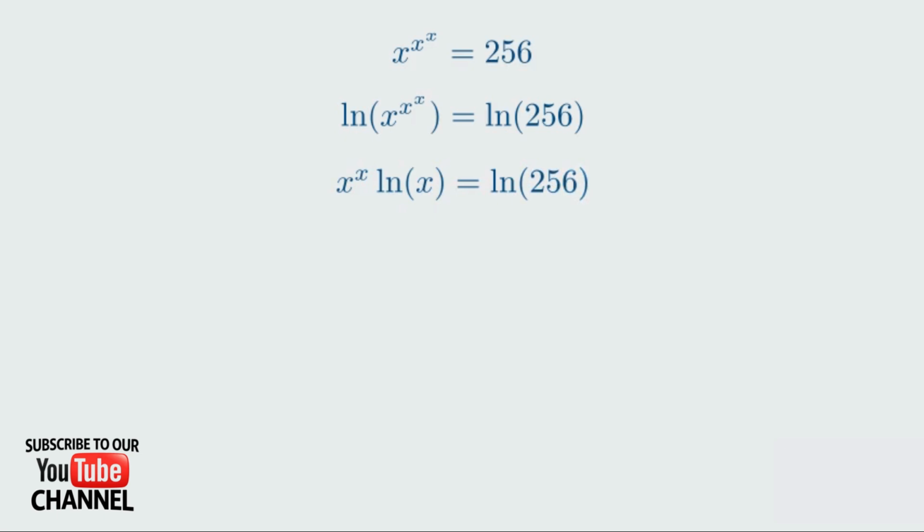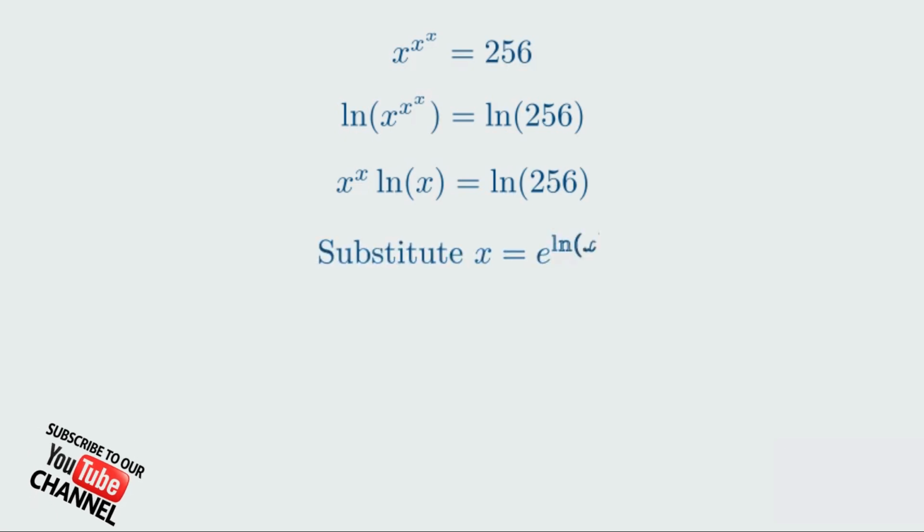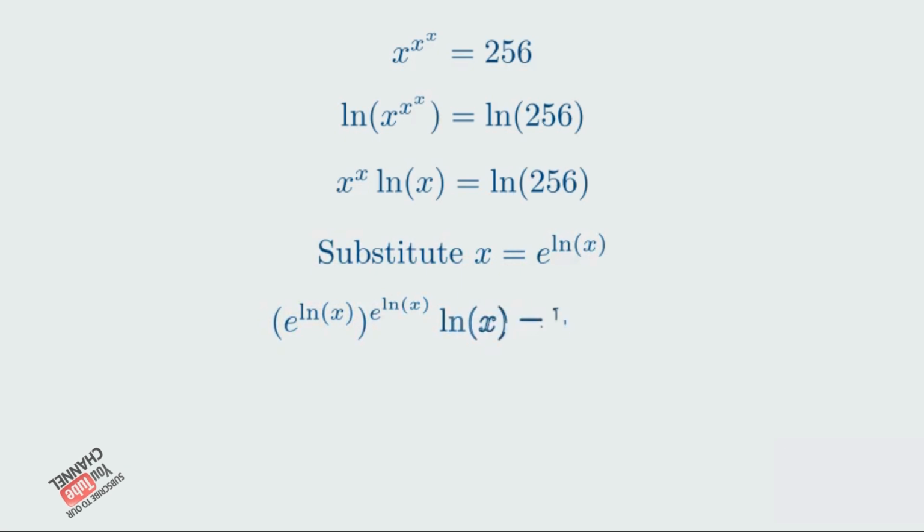We've made progress, but we still have an x on both sides of a multiplication. Let's use another property of logarithms. We know that e raised to the power of ln y is simply y. This means we can write x as e to the power of ln x. Let's substitute e to the ln x for x in our equation. We get e to the ln x raised to the power of e to the ln x times ln x equals ln 256. This might look more complicated, but it's not. Let's simplify the first part.